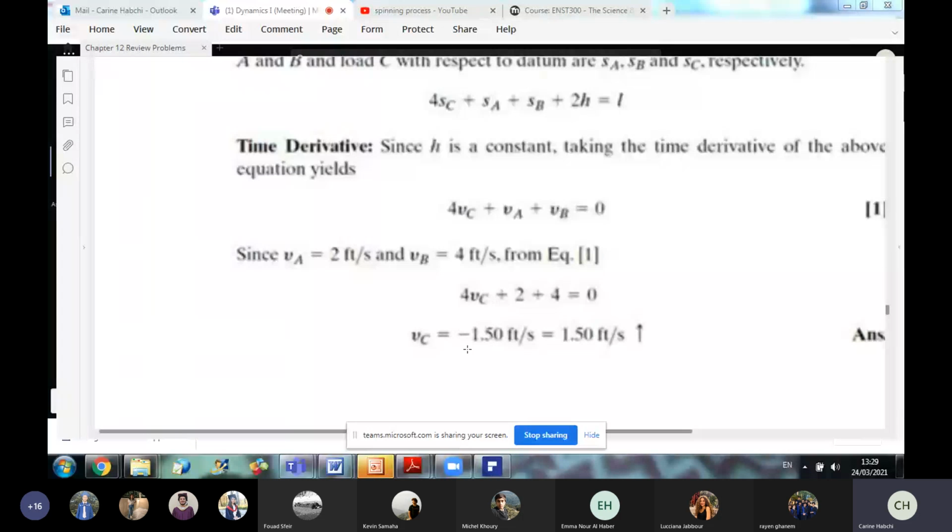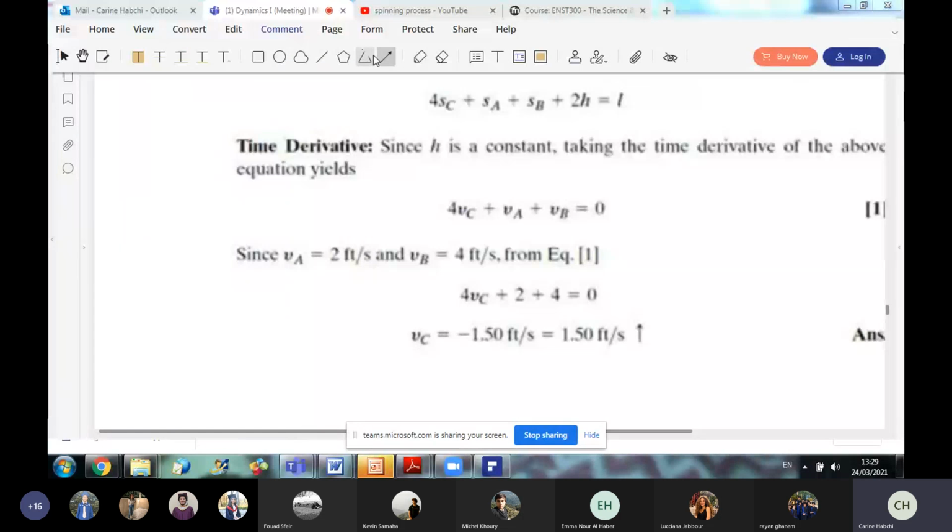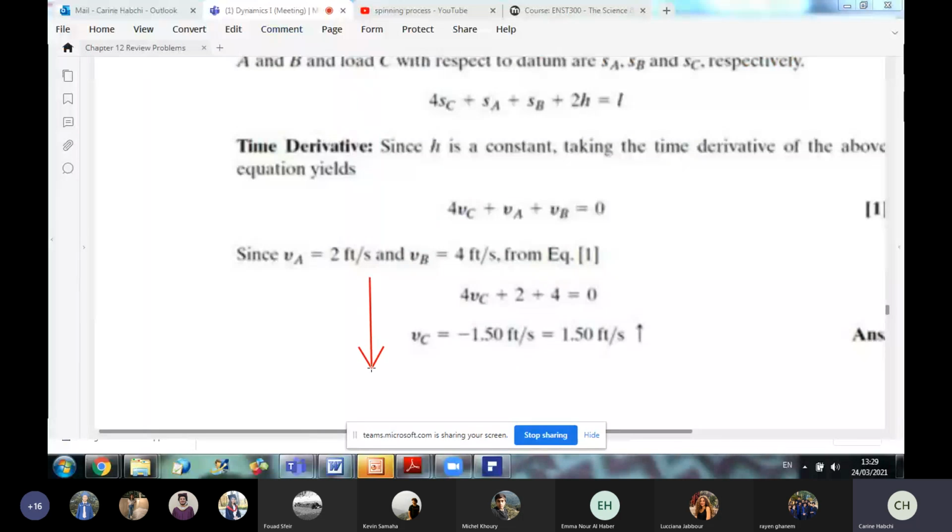The negative sign will show you that your load is lifted upward, because here you know that SC is positive downward. This is why when you get a negative result, this means that your load is moving in the negative direction, up. Okay? Any question on this?